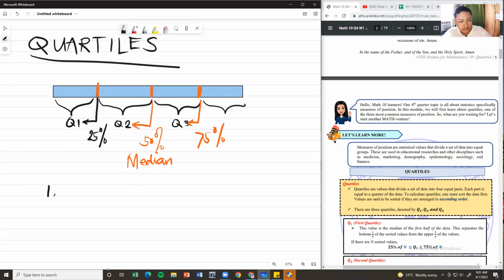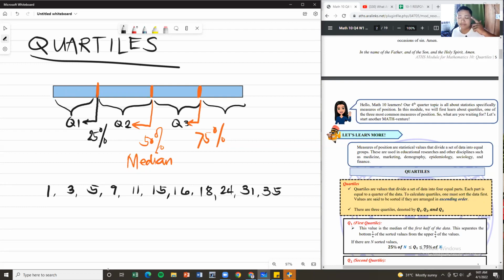1, 3, 5, 9, 11, 15, 16, 18, 24, 31, 35. Okay, so this is actually a set of scores.